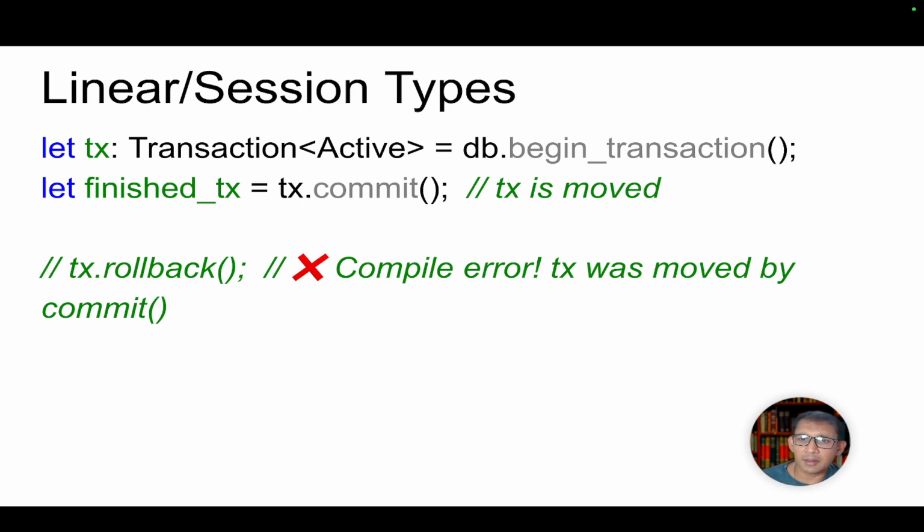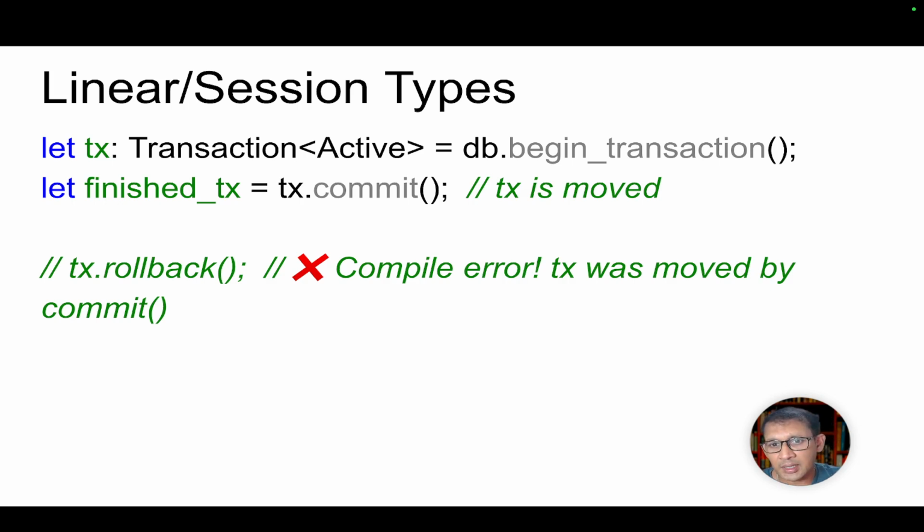Now, linear types require language support for move semantics and ownership tracking. Rust provides this natively through its ownership system. Other languages can simulate linear types through careful API design and convention, but without compiler enforcement of the move semantics.